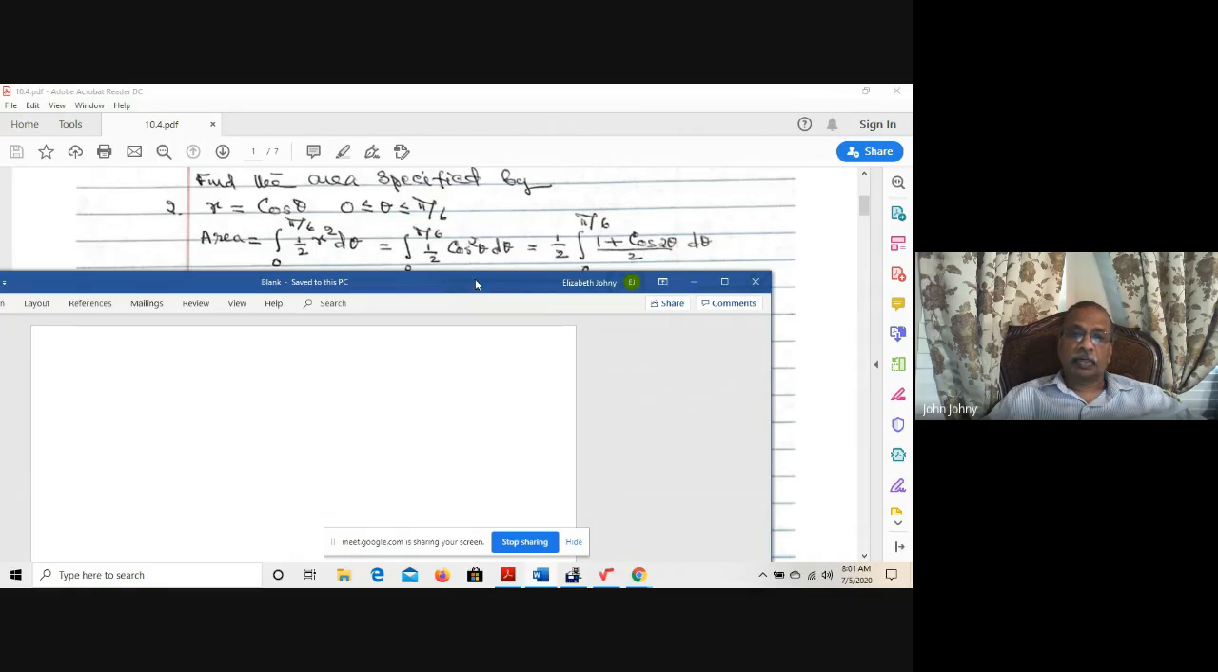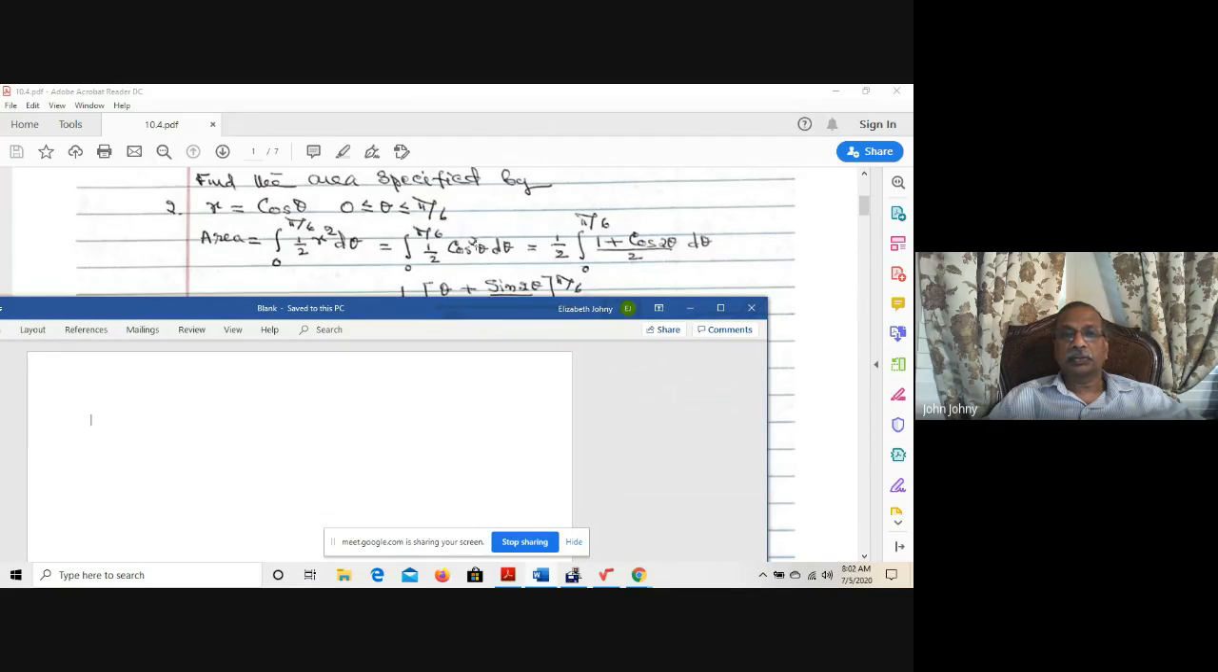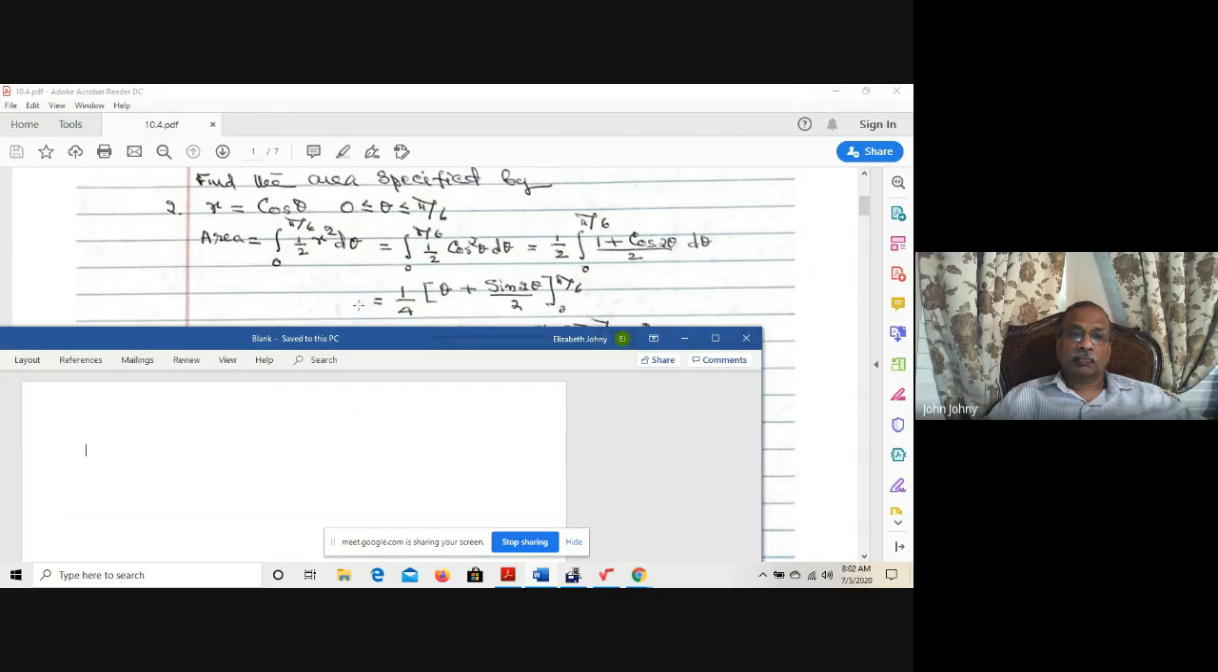The 1/2 is pulled out. You use the power reducing formula: cos squared theta is (1 plus cos 2 theta) over 2. So the integral from 0 to pi over 6 of (1 plus cos 2 theta) over 2. That is equal to 1/4 times theta plus the antiderivative of cos 2 theta, which is sin 2 theta over 2. There is already a 1/2 and another 2 in the denominator, so that becomes 1/4. So it is 1/4 times (theta plus sin 2 theta over 2), from 0 to pi over 6.